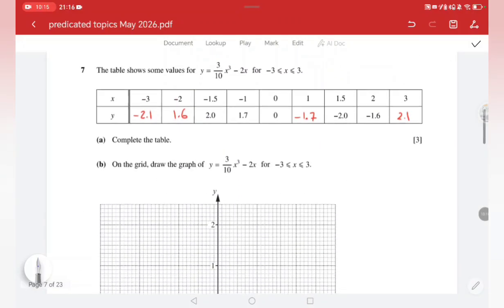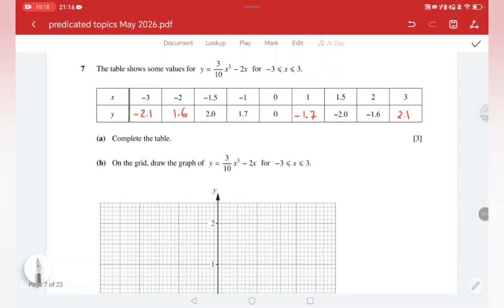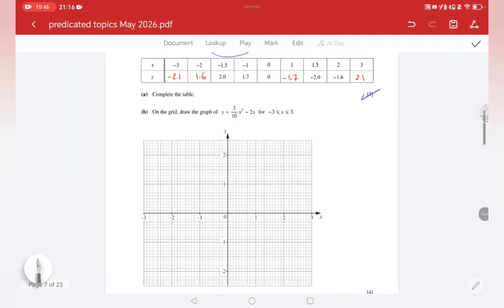Another question of the same type, if you have a cubic equation. Now we also need to complete the table and plot the graph. It's the same whether you use the table function in your calculator or substitute into the function. You will complete the table to get 3 marks. Now in the grid, draw the graph. Now let's draw the graph.